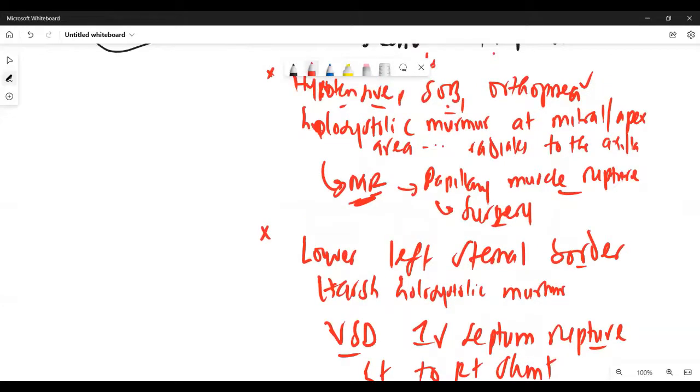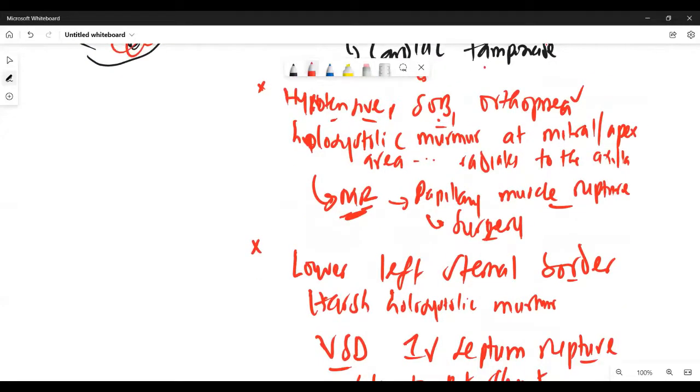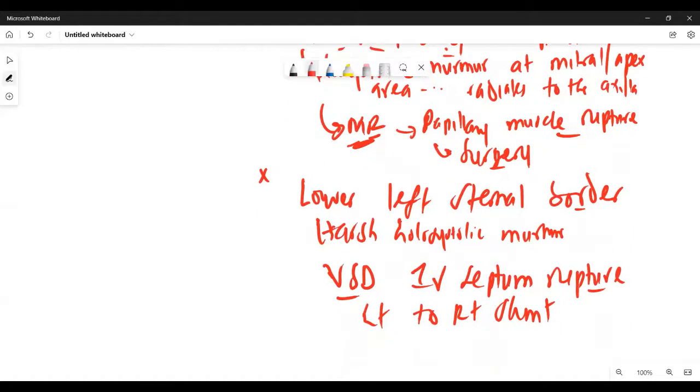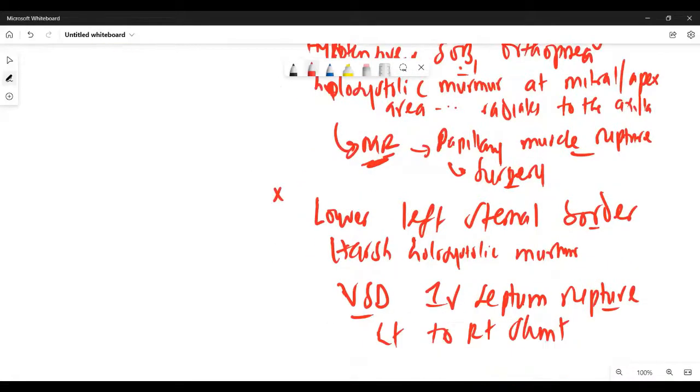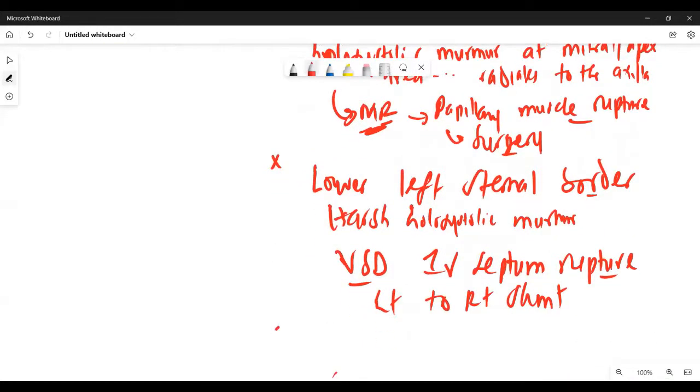So you can see it's kind of similar to what we see with papillary muscle rupture. So what we want to do to differentiate both of them on the exam is the location. So if they are hearing that holosystolic murmur at the apex, right, which is the 5th intercostal space in the mid clavicular line on the left side, you know that most likely that's mitral papillary muscle rupture. But if it's at the left sternal border, you know that most likely that's intraventricular septum rupture, right?